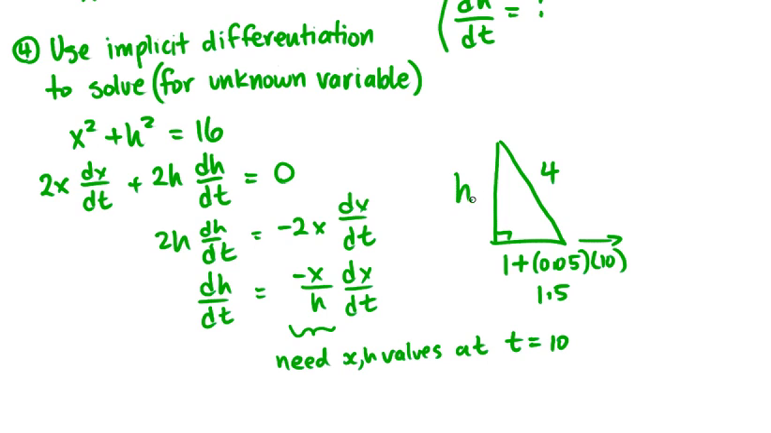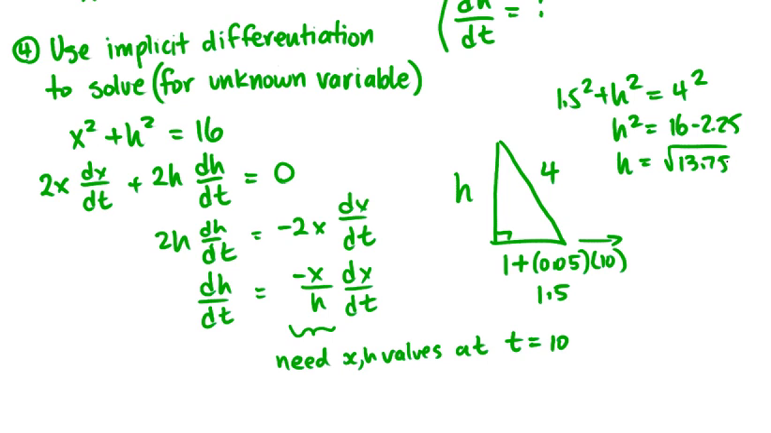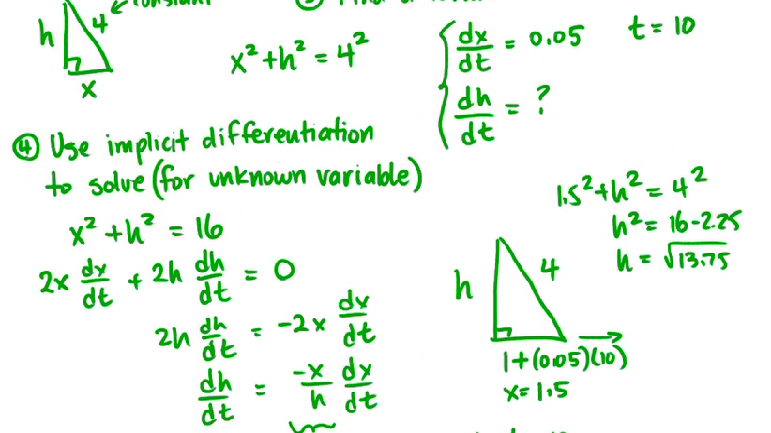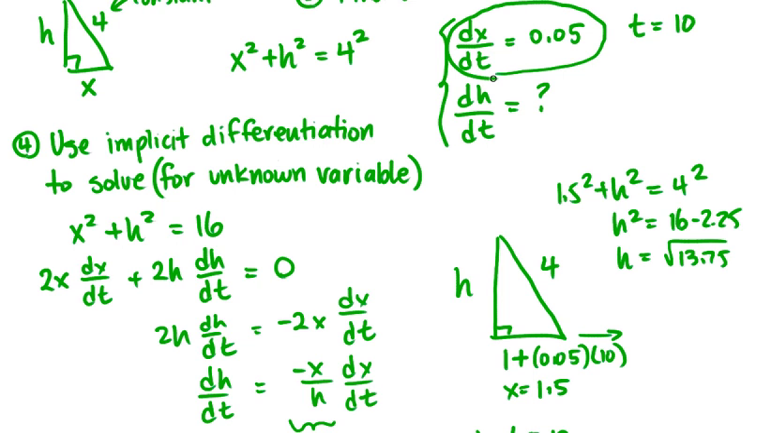And to find h at that time, I'm going to need to use Pythagoras. So 1.5 squared plus h squared is equal to 4 squared. h squared is equal to 16 take away 2.25. h is equal to the square root of 13.75. And so now I have an x value of 1.5 and an h value of the square root of 13.75. And I know dx/dt because it was one of my initial conditions.